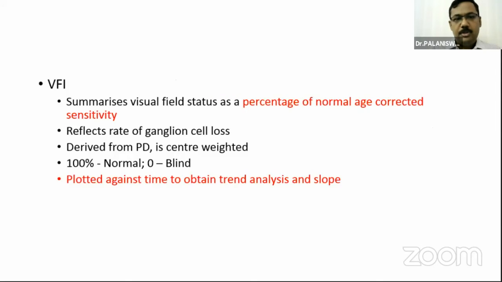Visual field index summarizes the visual field status as a percentage of normal age-corrected sensitivity. It is derived from the pattern deviation plot. It is center weighted. A normal field would have a VFI of around 100, and in case the patient has advanced field loss, it will be closer to 0. This can also be plotted against time to obtain a trend analysis and slope, but for this, we'll need 5 fields over a period of 3 years.